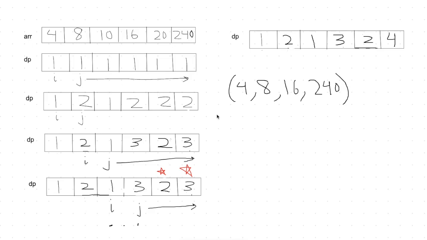For the next iteration, let's say i is at 16 now. 20 isn't divisible by 16, but 240 is. So 1 plus dp of this value, which is 3, gives us 4. And we see that the maximum size is 4. We can trace this back by looking at, okay, it was 4 at 240. Now, if we move to the left, we want to find a subset of size 3 because we're not including this 240. So that would be 16, and then 2 would be 8, and then 1 is 4. And that's how we compose our final subset.